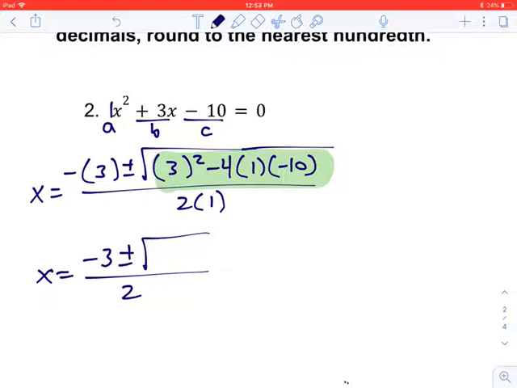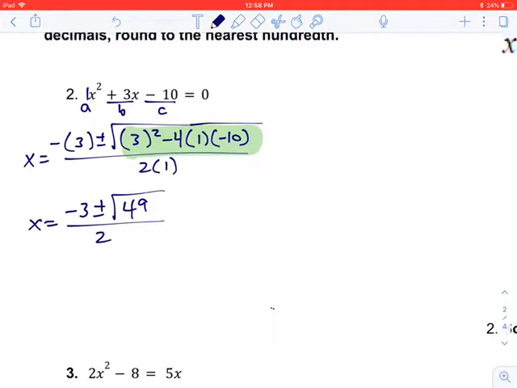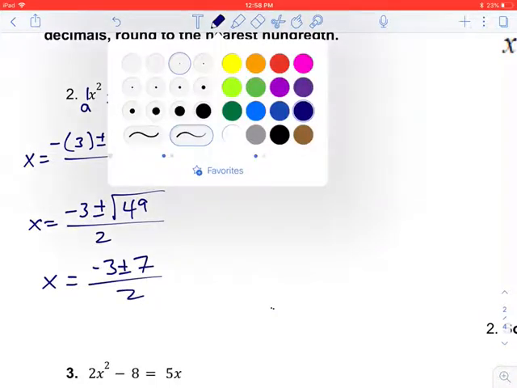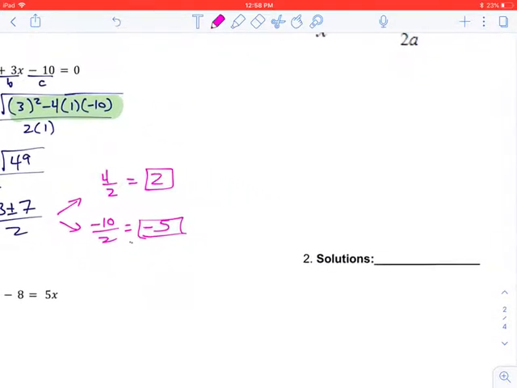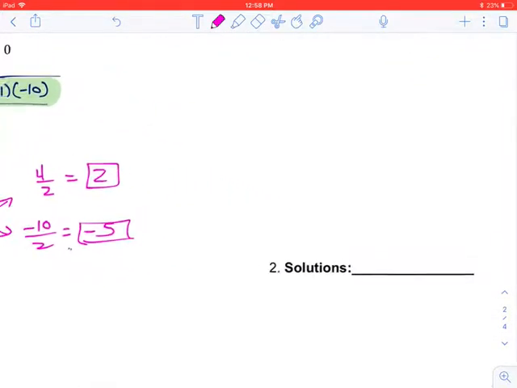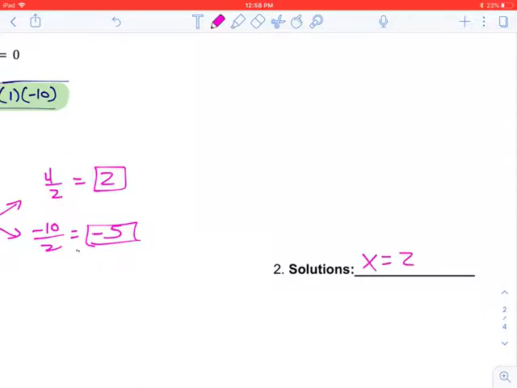So 49 is under the radical. And now I can go ahead and take the square root. So the square root of 49 is 7, so plus or minus 7 over 2. And now I'm ready to go ahead and split it up. So -3 plus 7 is 4 divided by 2. -3 minus 7 is -10 divided by 2. And so when I divide, I get 2 and -5. And there's my two answers. So x equals 2, x equals -5, and I'm done.